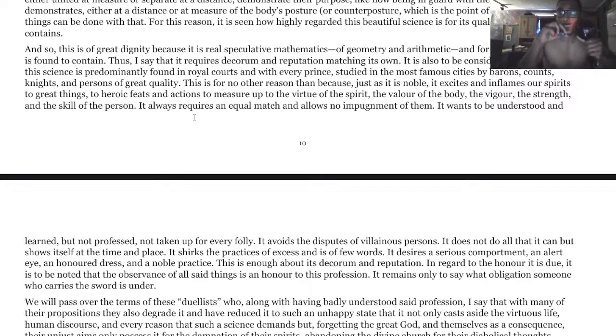Thus I say that it requires decorum and reputation matching its own. It is also to be considered, O readers, that this science is predominantly found in royal courts, with every prince studied in the most famous cities of barons, counts, knights, etc. This is for no other reason than because, just as it is noble, it excites and inflames our spirits to great things, to heroic feats and actions to measure up to the virtue of the spirit, the valor of the body, the vigor, the strength, and the skill of the person.